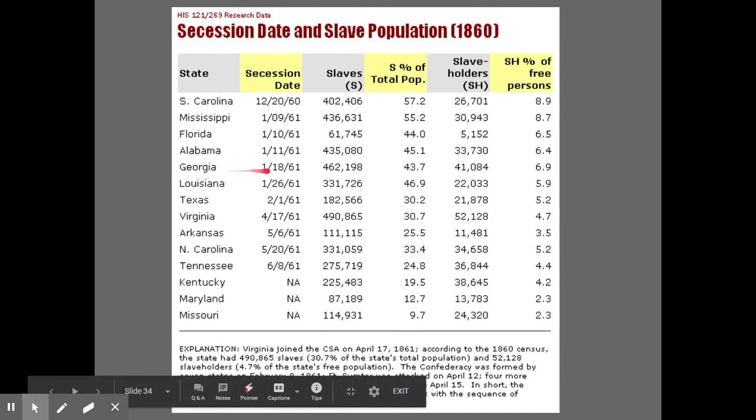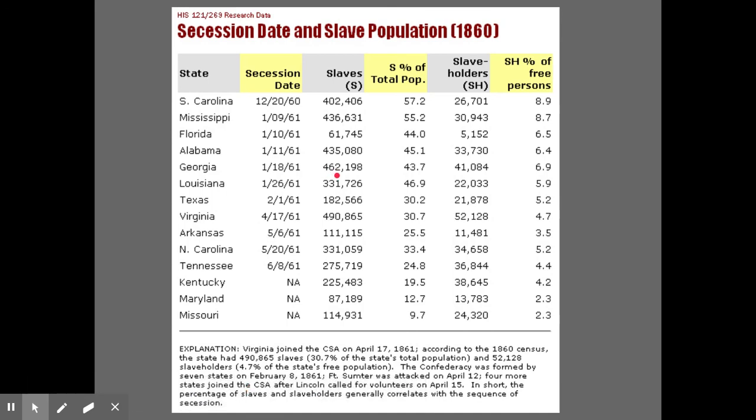Okay, so let's look at Georgia, for example. We seceded on January 18th of 1861. We had 462,198 slaves living in Georgia at that time, which was roughly half of the state's population. That's 43.7%. So we're almost at 50% there. There were 41,084 slaveholders, and that was roughly 7% of Georgia's population that actually owned slaves. So it's interesting to see that only that 7% of the state owned almost half of the people that lived in the state.